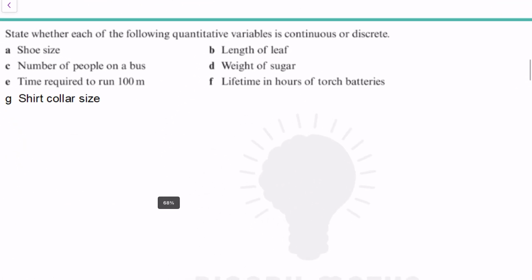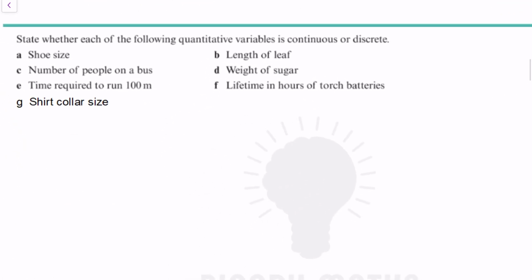The next question: state whether each of the following quantitative variables is continuous or discrete. So shoe size is discrete because it takes certain values. You can't go to the shop and say I want a 4.23, for example. Length of a leaf is length, so we're measuring length, so that means it's continuous because you can take a range of values. Number of people on a bus are whole numbers. If it takes only whole values, then it's straight away discrete.